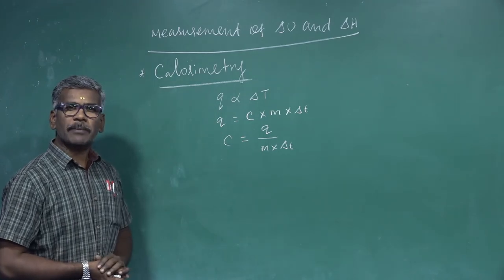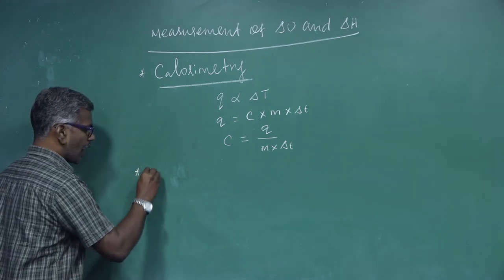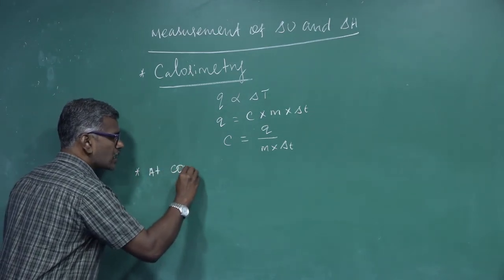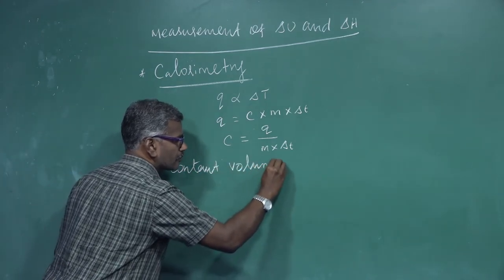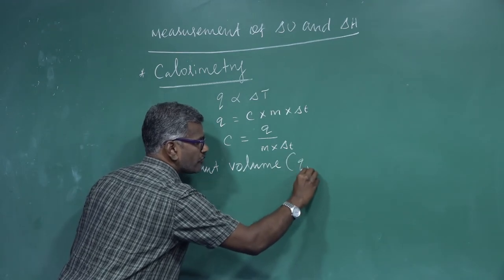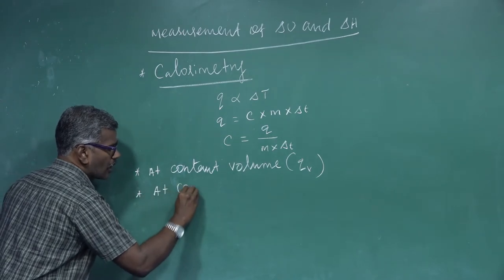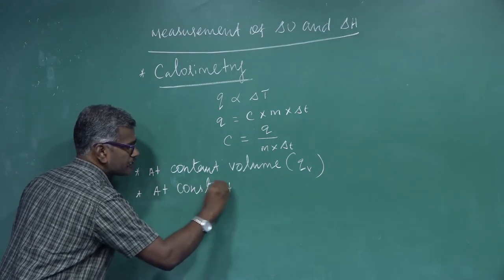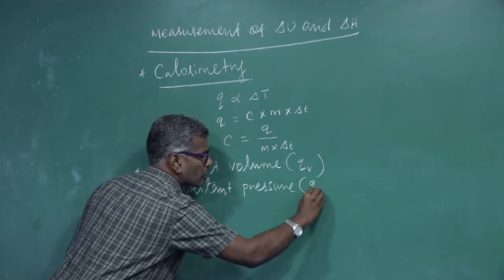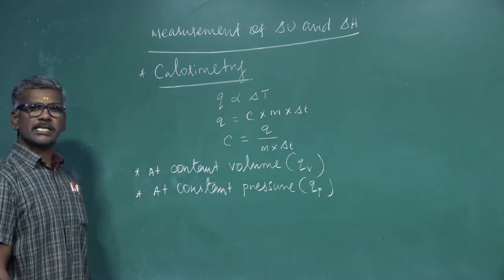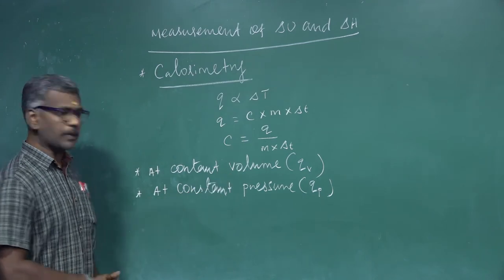Calorimetric measurements are made under two conditions. Condition number one, at constant volume, that is QV. Another one, at constant pressure, that is QP. First, we discuss the measurement of delta U at a constant volume.